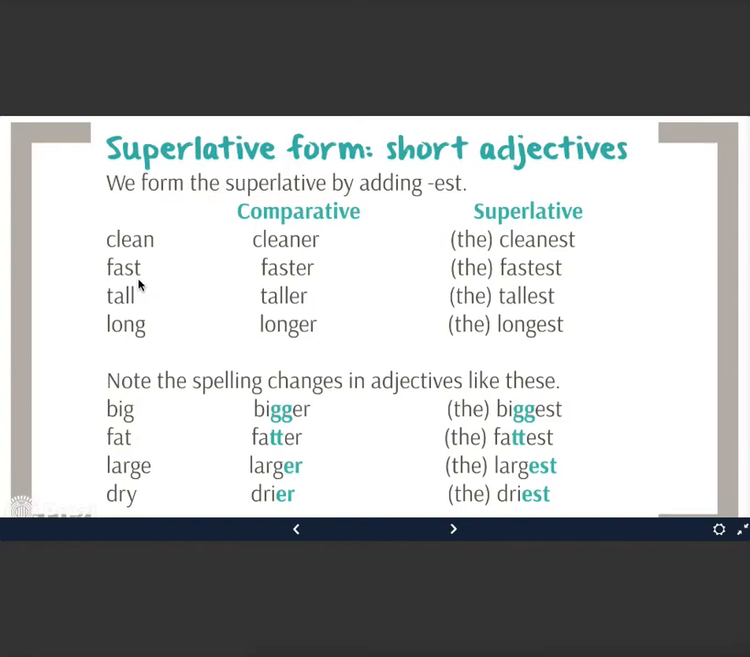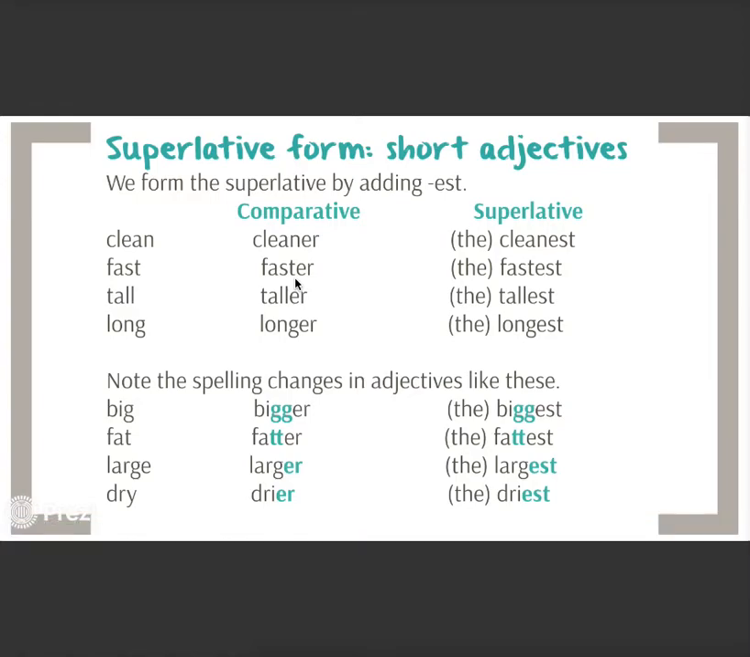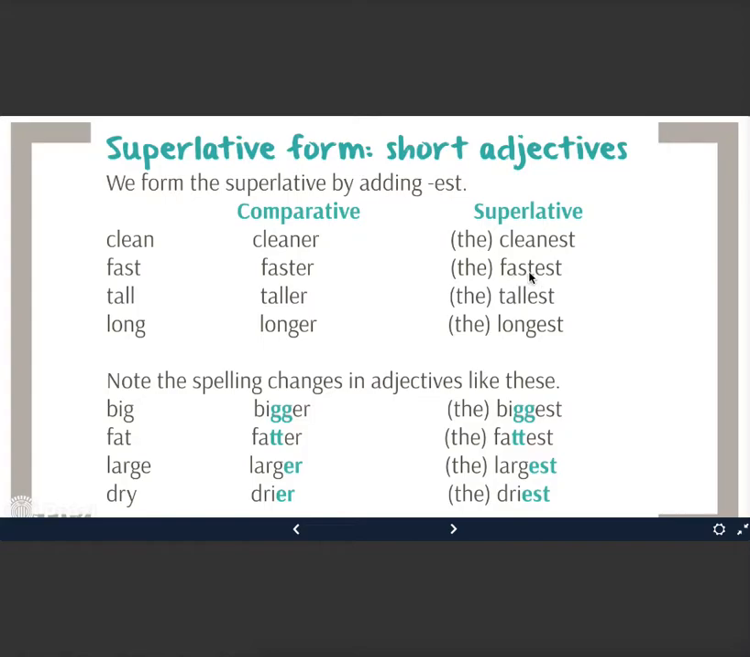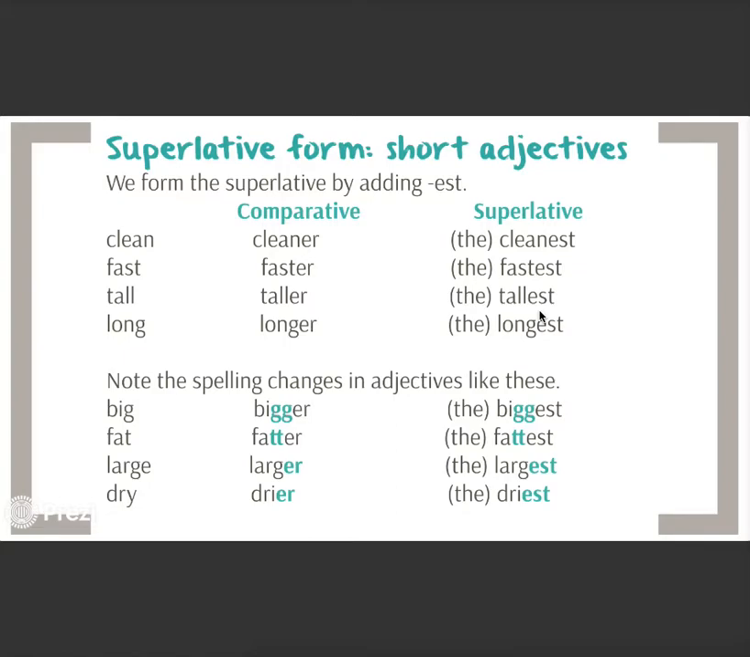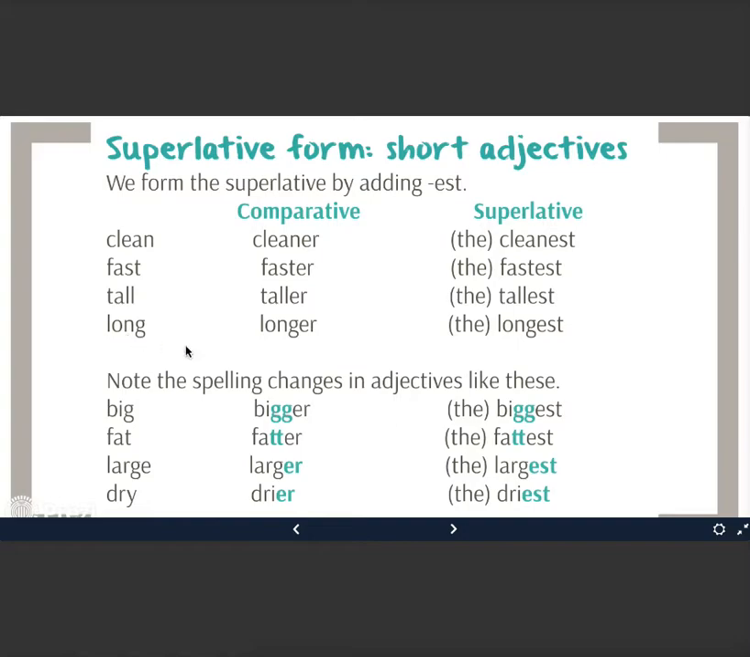Let's check some other examples. For example, fast. In comparative, you have ER, faster, but in the superlative form, you have to say the fastest. Can you see? The fastest. The ending is different. My car is faster than your car, or my car is the fastest. El más rápido. Okay? Let's take a look at another one. Tall in comparative is taller, but in superlative is the tallest. Can you see? The ending is different. I mean, the structure and the rule is the same. You have to put an ending, but that ending is the one that is going to change. Or for example, long. In comparative is longer, in superlative is the longest. Can you see that the thing that is changing is the ending?